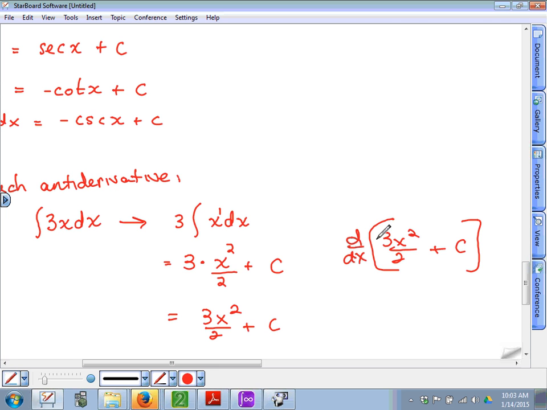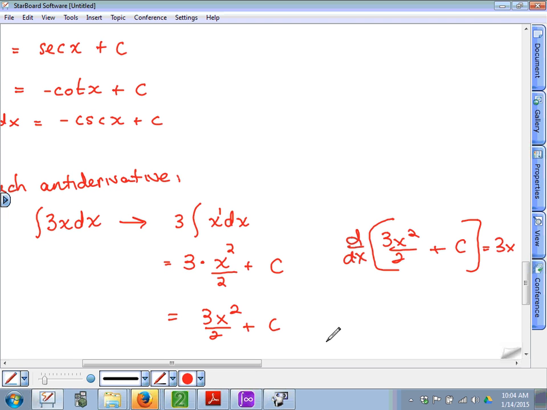Take the derivative, you drop down the 2, but wouldn't that 2 cancel with that 2? Yeah. And what's the derivative of a constant? 0, so the derivative equals 3x. Okay?